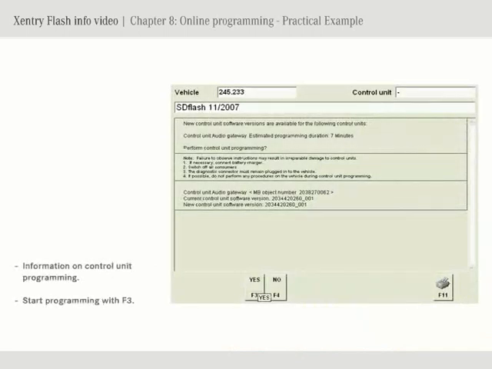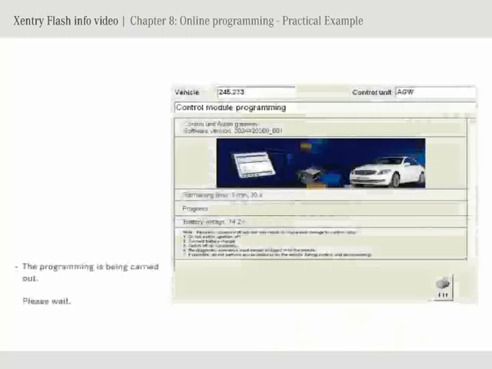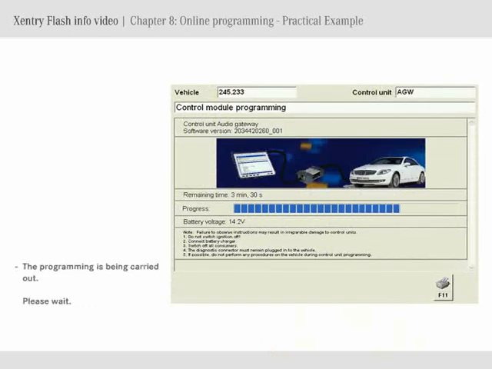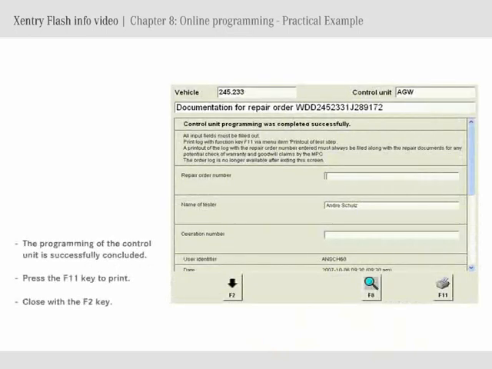Observe the instructions on control unit programming. Start programming with the F3 key. Wait until the control unit has been programmed. This successfully concludes the control unit programming.